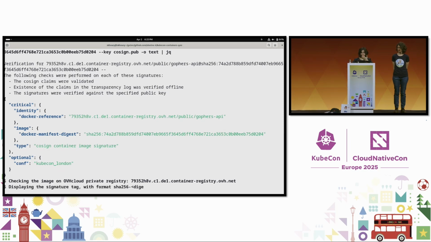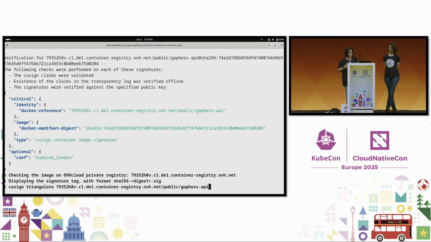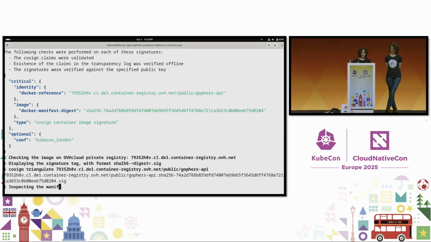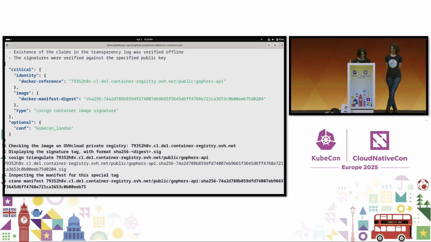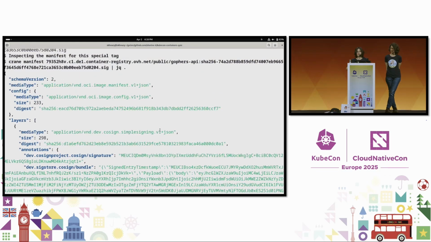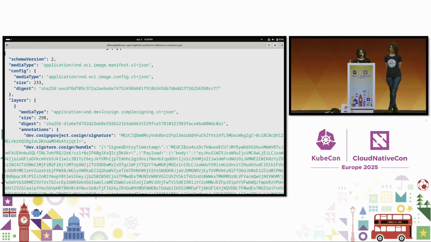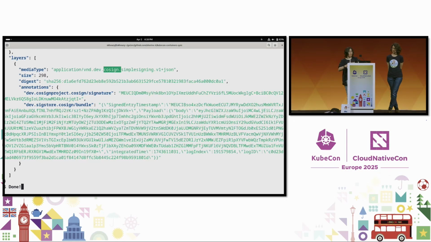And we can also retrieve this tag with the CLI with cosign triangulate. It's not a well-known command. And we can inspect the manifest with the crane manifest command. So, as you can see, we have some information. It's a signature by cosign, and the signature is there. And we have also a body payload with a lot of information.